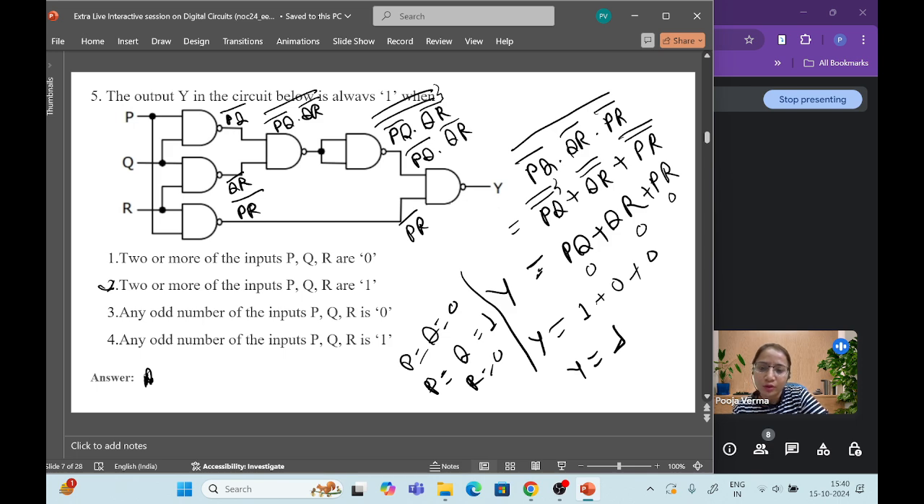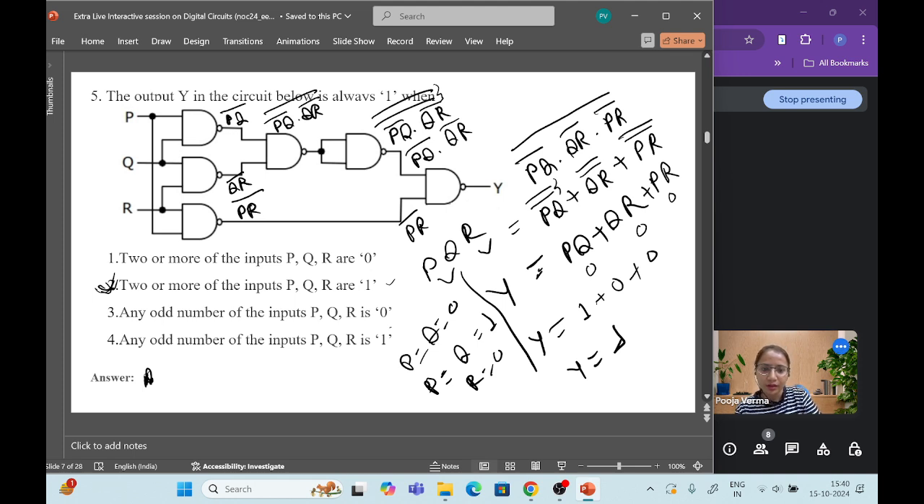Two or more of the inputs P, Q or R is 1. Similarly, if we take an odd number of inputs, so you can say P, Q, R, 3 inputs, so 1 and 3 will be 0. In that case, the output will be 0. Already we have seen that. You can take any odd number of inputs R is 1. In that case, this option can be correct, but this one is the most correct. If we extend it, in that case it can be a 0. So option 2 is the correct one.